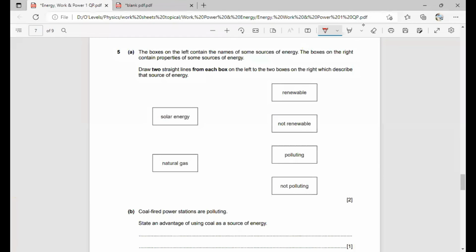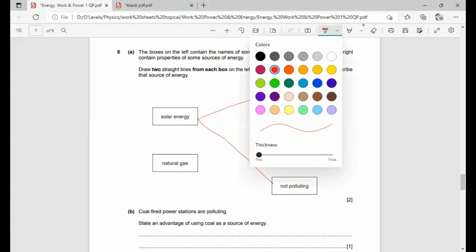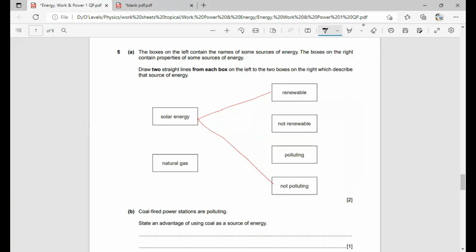Now in question number 5, is solar energy renewable or non-renewable? Solar energy, sun energy, is a renewable energy. And is it polluting or non-polluting? It is non-polluting, so we mark the tick over here. And what about natural gas? It's a fossil fuel, non-renewable, and also polluting.